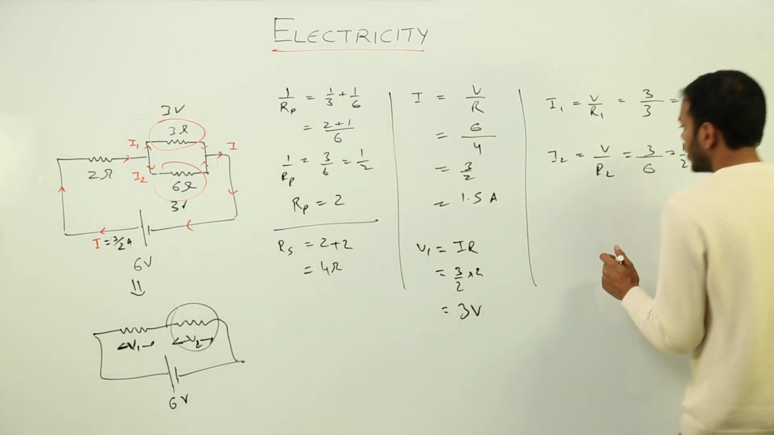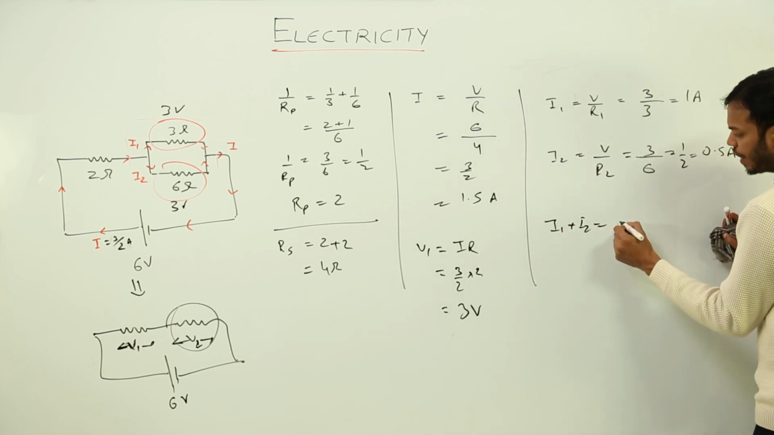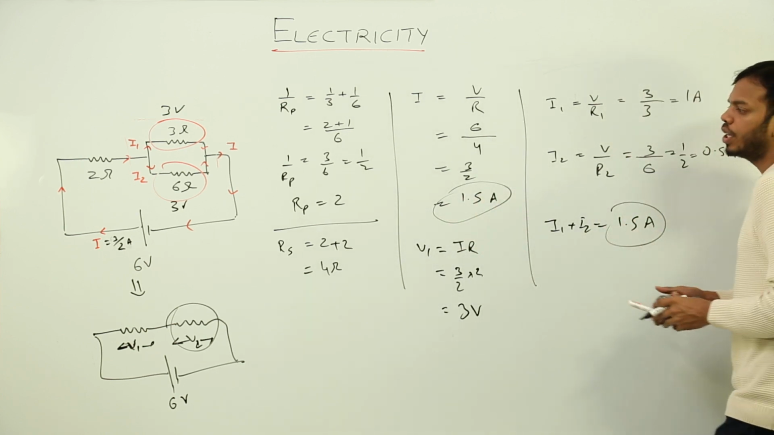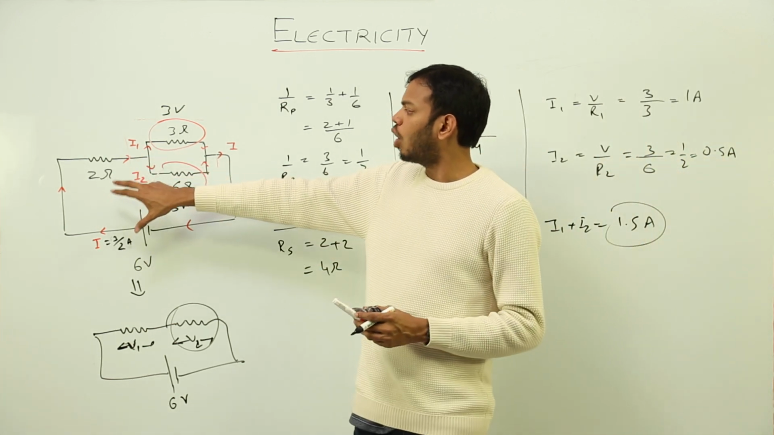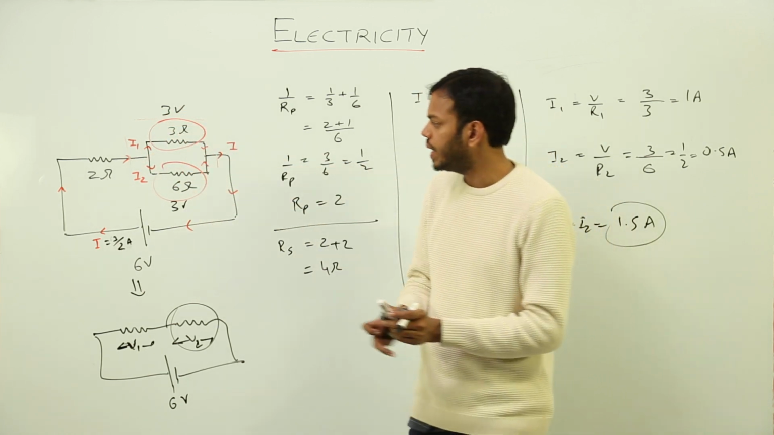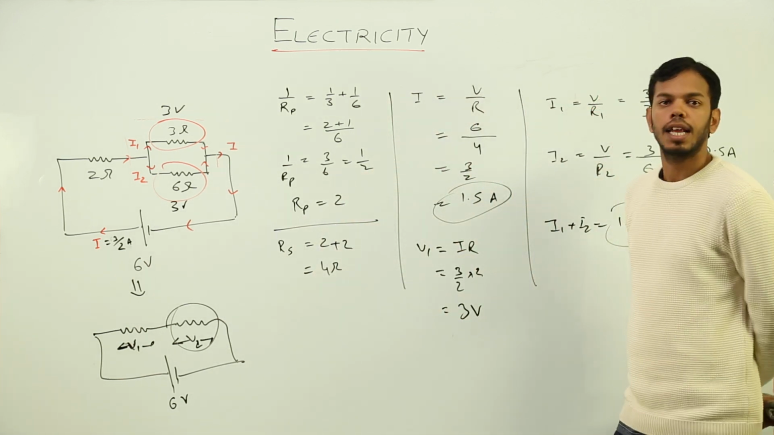I want to tell you another thing: what is I1 plus I2? This is 1 plus 0.5, which is 1.5 ampere. And what was the total current? 1.5 ampere. So total current will always get bifurcated into 2 parts or 3 parts or 4 parts, but the total sum will be exactly the same as the main current. This is how you solve series and parallel circuits.